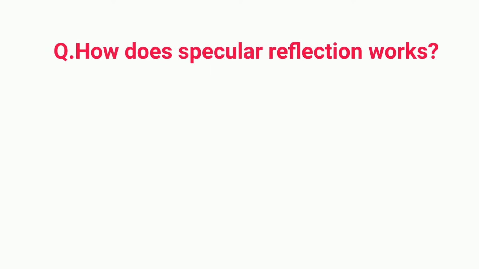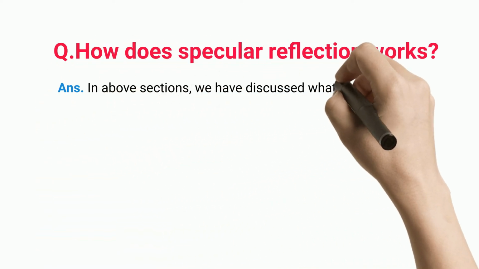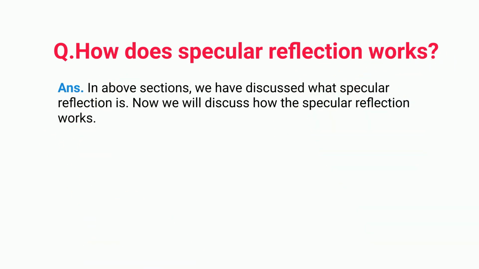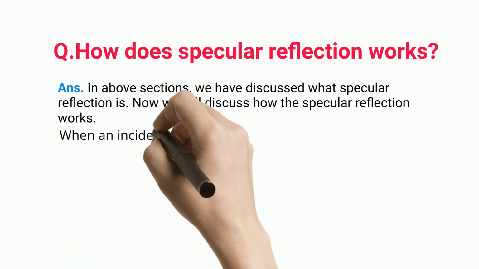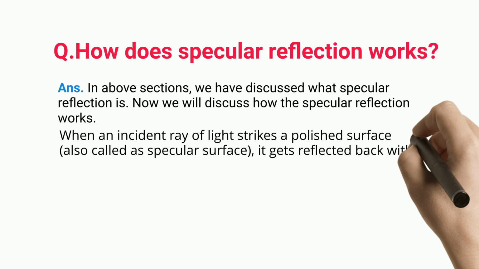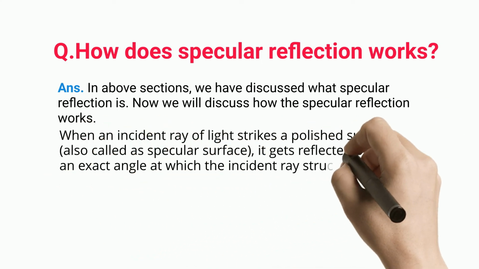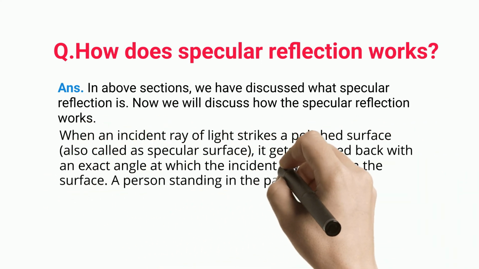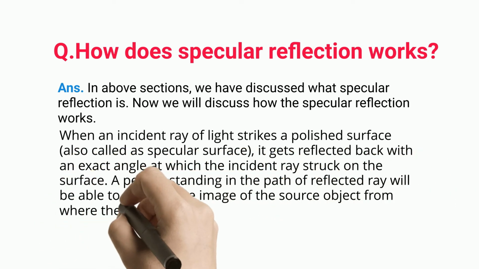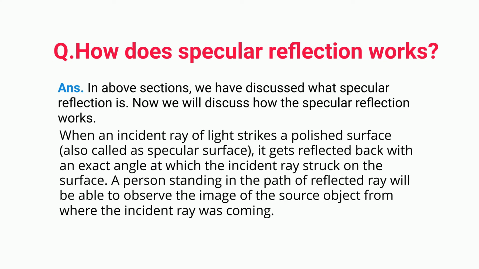How does specular reflection work? In above sections, we have discussed what specular reflection is. Now we will discuss how specular reflection works. When an incident ray of light strikes a polished surface, also called a specular surface, it gets reflected back at the exact angle at which the incident ray struck the surface. A person standing in the path of the reflected ray will be able to observe the image of the source object from where the incident ray was coming.